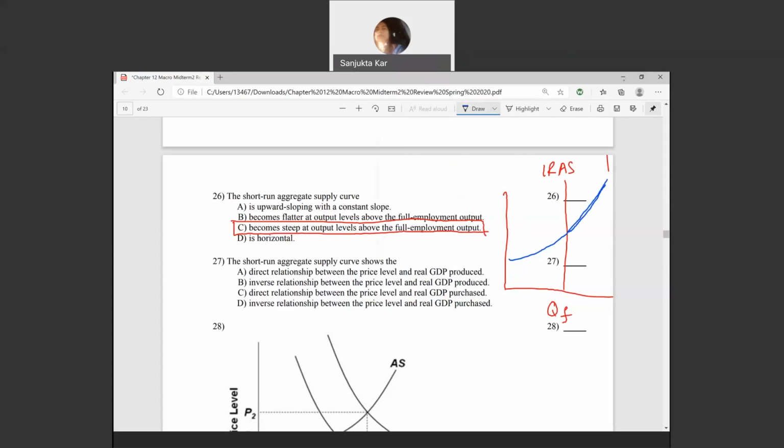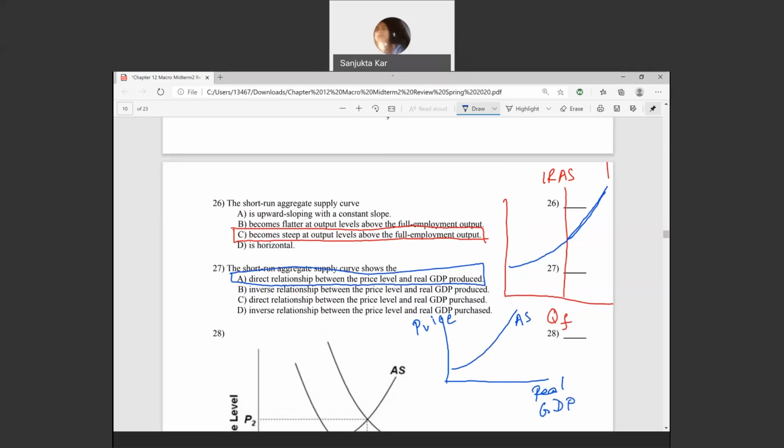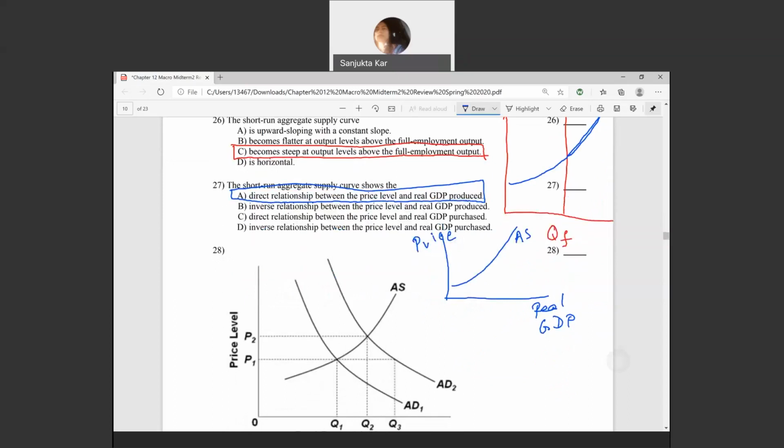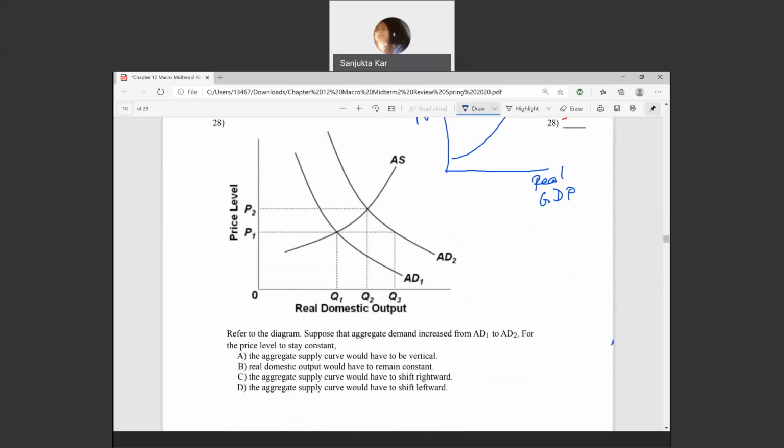Now, question number 27. The short run aggregate supply curve shows a direct relation between price and real gross domestic product produced. This is the aggregate supply curve. On the vertical axis we have price. On the horizontal axis we have the real gross domestic product. Now moving over to question number 28 here.